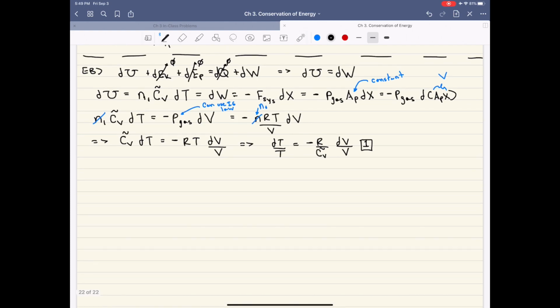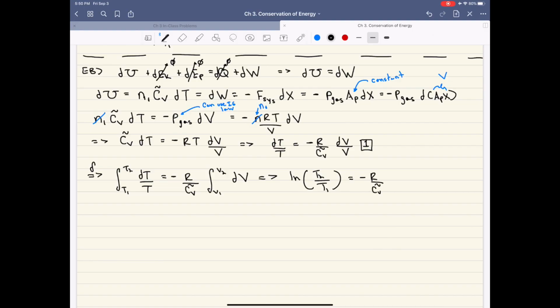Okay? In any case, what we could do is integrate equation 1. So if we integrate dT over T from T1 to T2, and we integrate dV from volume 1 to volume 2, and of course, I pulled these out of the integral because they're constants. If we do this integration, what we get is the natural log of T2 over T1 is equal to negative R over CV times the natural log of V2 over V1.